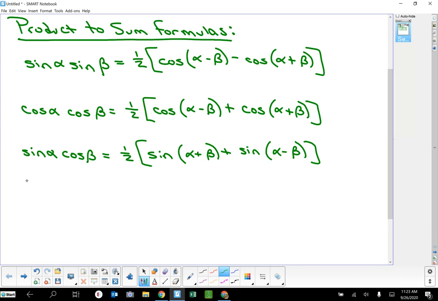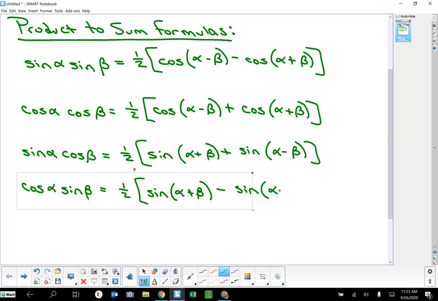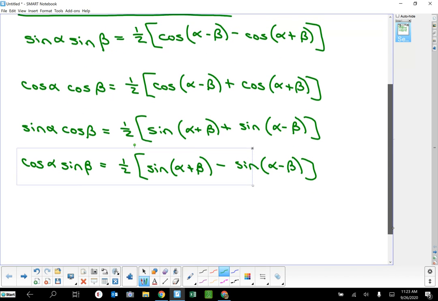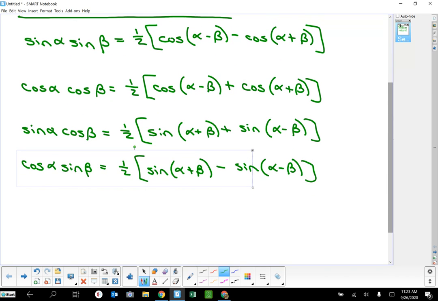And then we have cosine alpha sine beta, and that equals 1/2 sine alpha plus beta minus sine alpha minus beta. Okay, so your job, again, is just going to be to mix and match the formula to the actual example. So keep those. I'll bring us back to those, but here's the first example we're going to do.